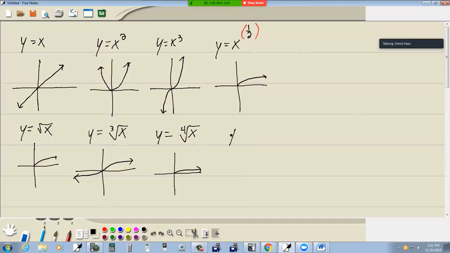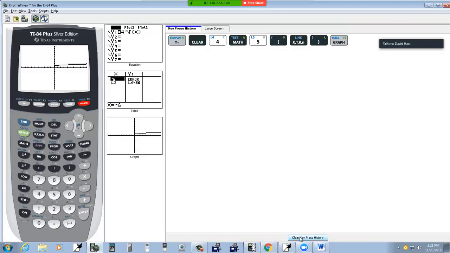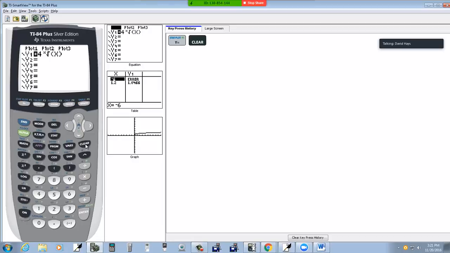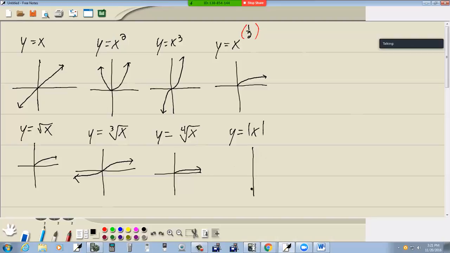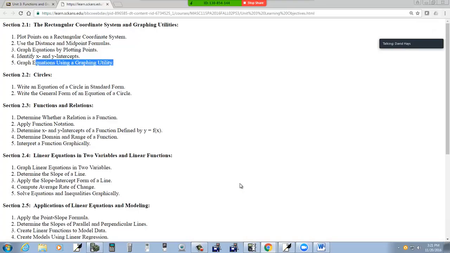It'll look like that. And one last basic function we'll take a look at is the absolute value of x. So I press my y equals, press my clear, I go to math, then I right arrow to num, and ABS is our first one. So I do enter on ABS, put my x key in, and I put graph. And that gives us our V-shaped graph, as well as I can draw a V. Now that's graphing equations using a graphing utility. So let's go on to the next section.